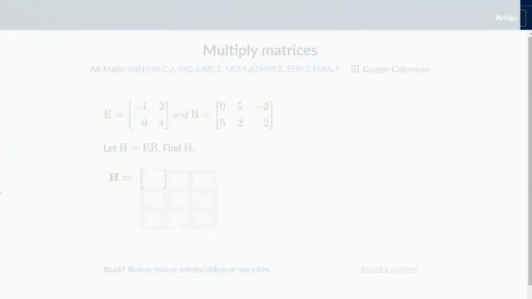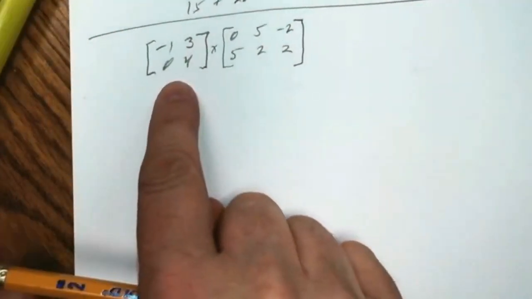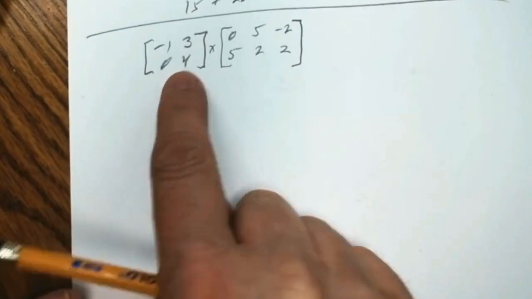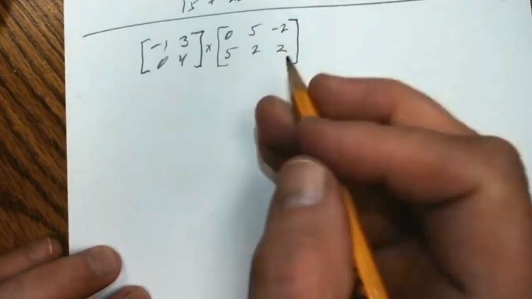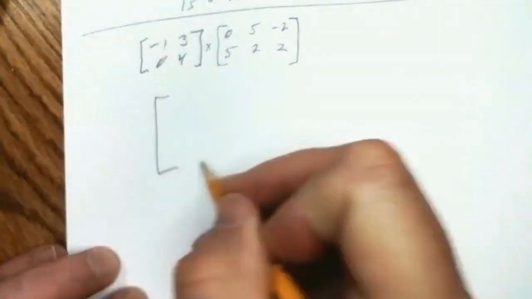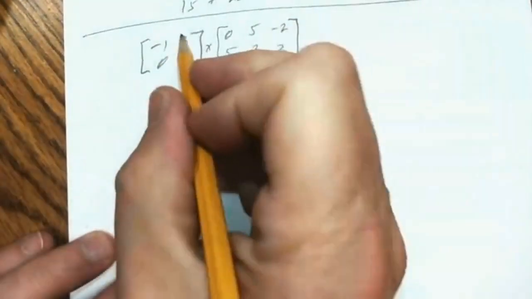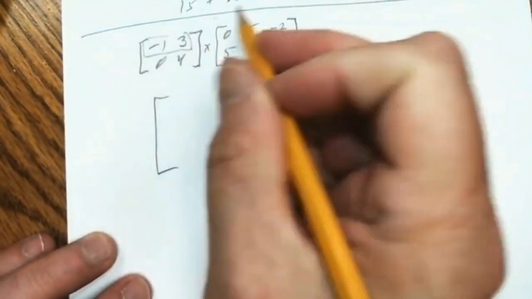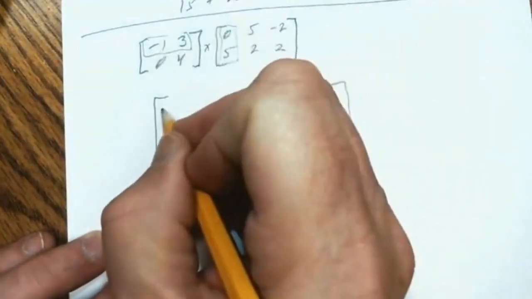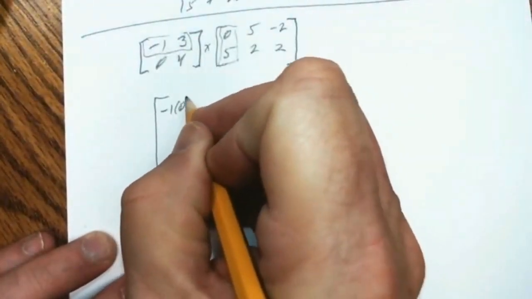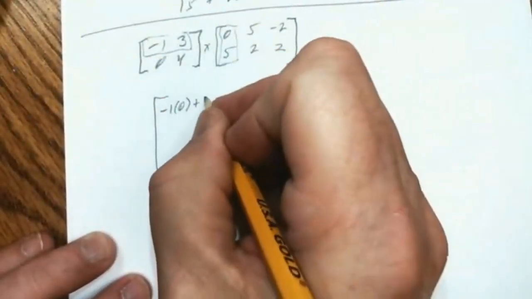Let's switch over here to this. All right. We got -1, 3, 0, 4, -5, 0, 5, -2, 5, 2, 2. I'm going to give myself a lot of room under here. So I need this first row times the first column. -1 times 0 plus 3 times 5.